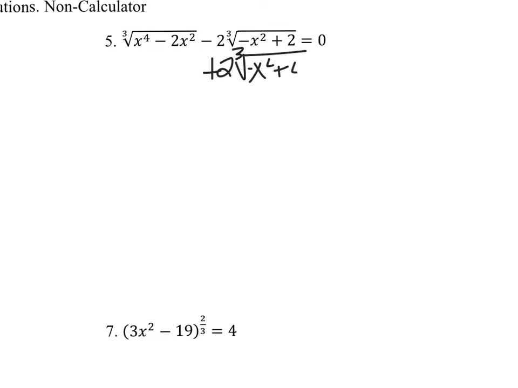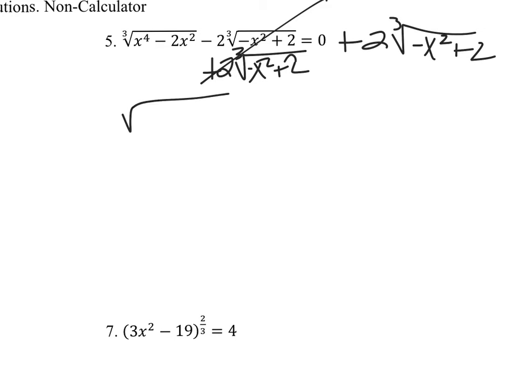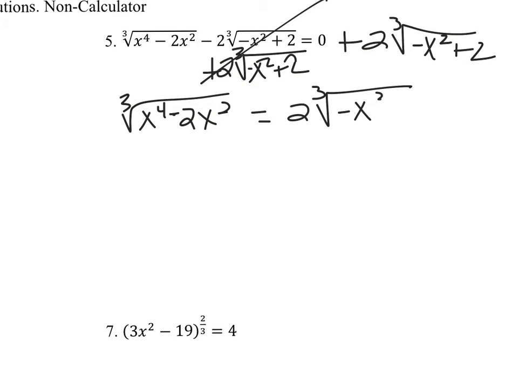Negative x squared plus 2. It's going to come over here. So 2 times the cube root of negative x squared plus 2. So what I have then is the cube root of x to the 4th minus 2x squared equals 2 times the cube root of negative x squared plus 2. Okay. So I'm going to cube both sides to undo the cube root. Okay.